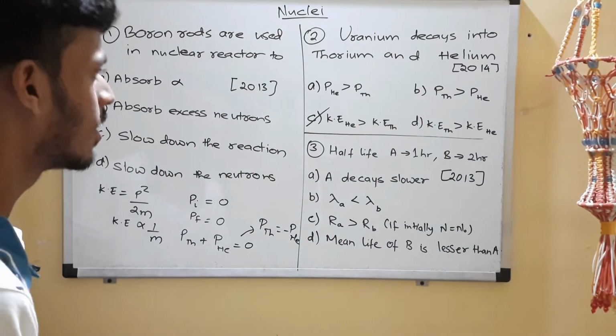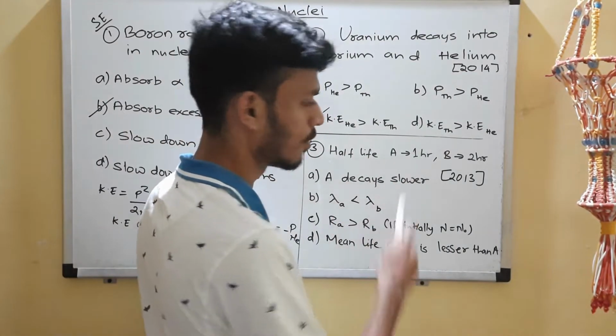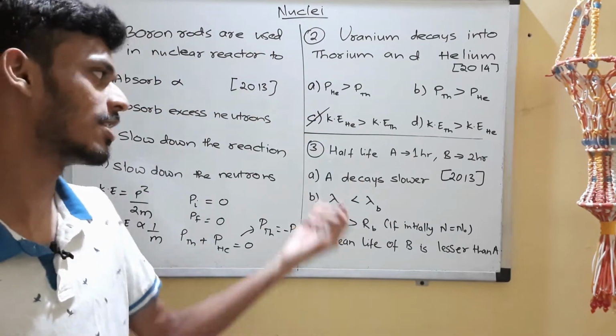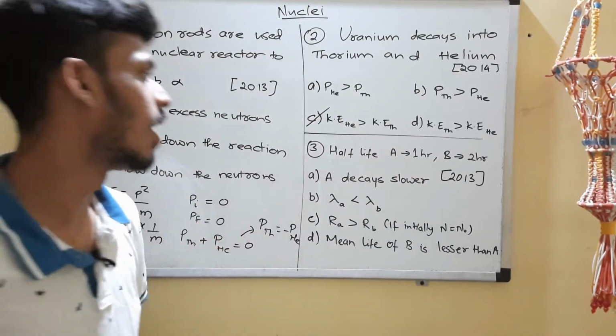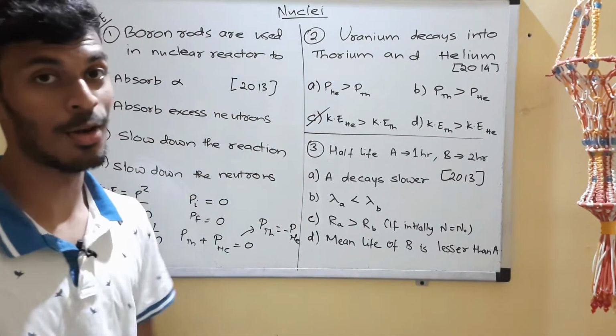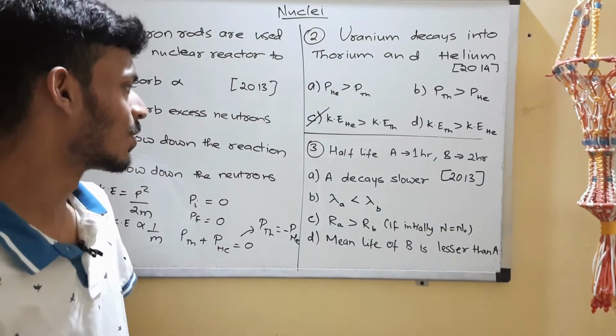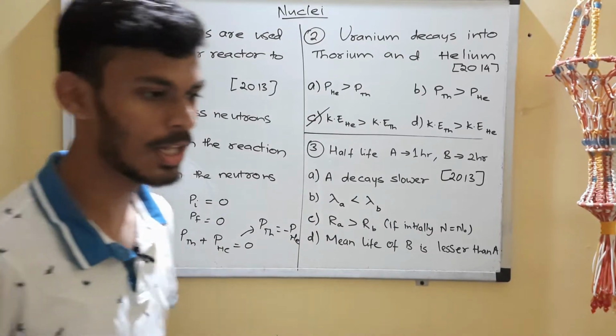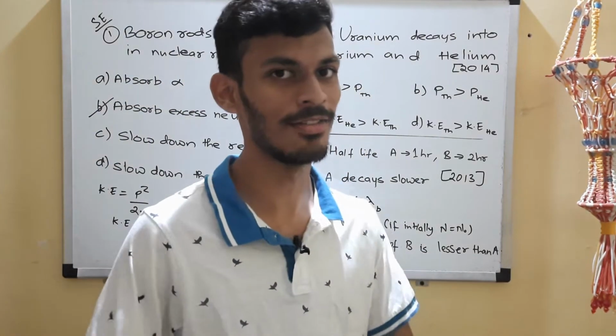Now let's come to question number 3. Half-life of A... So you have two radioactive substances over here, A and B. The half-life of A is 1 hour, the half-life of B is 2 hours. I hope you know what that means. So here are some comments about them, and you are supposed to select the comment which is correct.